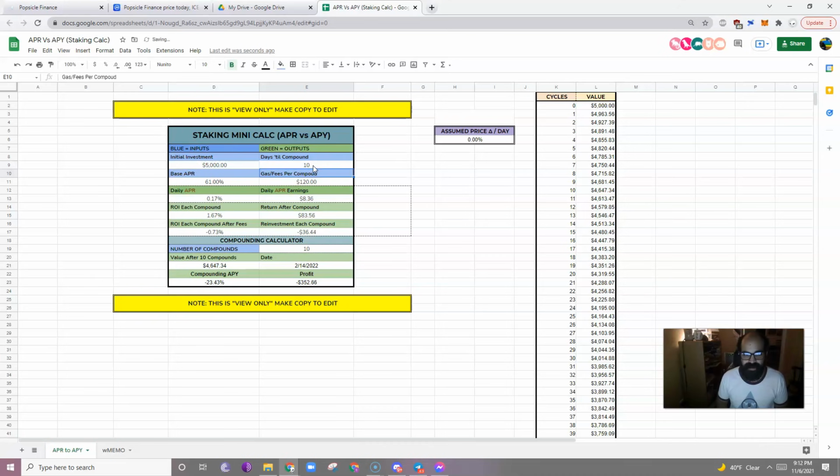Let's say you compound every 10 days. Still going to lose all your money, right? Negative APY. Let's say you compound every 2 weeks. Okay, you're almost just going to lose all your money. Let's say you compound every 30 days. All right, here we go. So if you compound once a month, you're going to turn your beautiful 61% APR into a blossoming 36% APY.